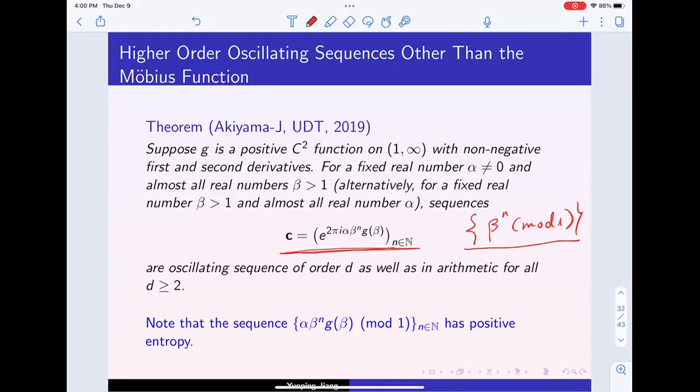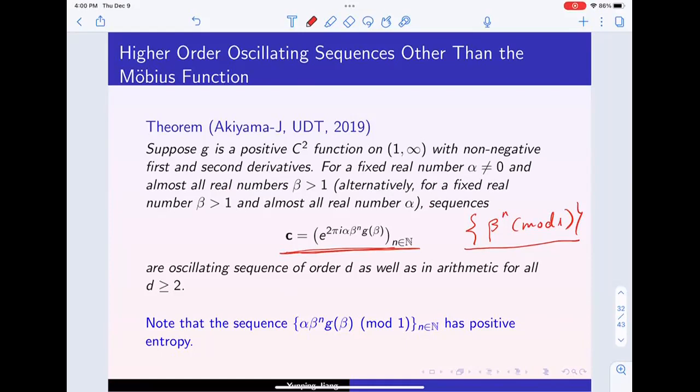But anyway, you do have tons of these oscillating sequences of high order. That's the difference between ergodic theory and number theory. In number theory you really want to know which one it is, but in ergodic theory we usually say, okay, almost everywhere, and we are very happy.